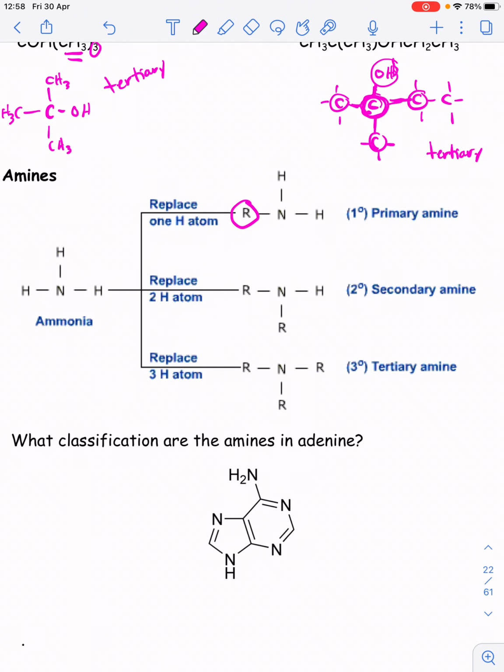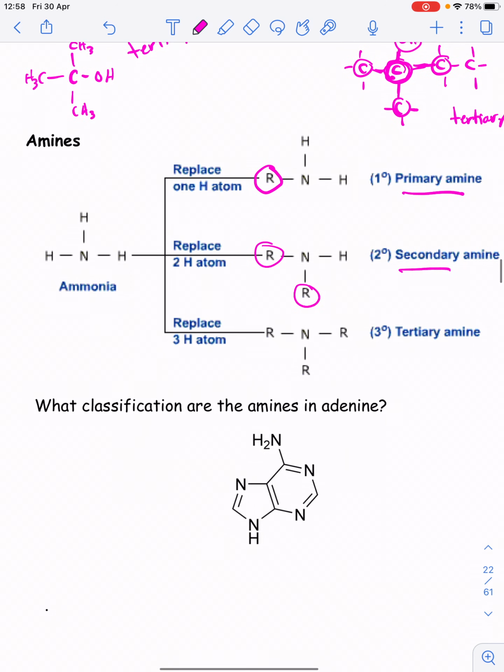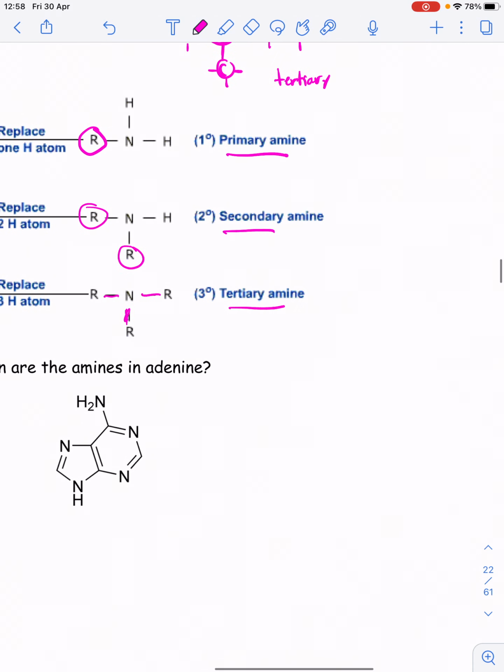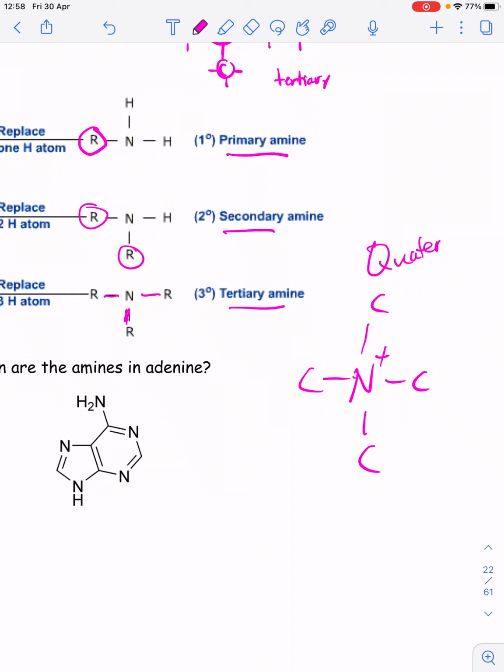So if there's 1 carbon off of the nitrogen, it's called a primary amine. If there are 2 carbons and only 1 H off the nitrogen, it's called a secondary amine. If all 3 bonds coming out of the nitrogen go to carbon, it's a tertiary amine, and it's actually possible to have 4 carbons coming out of it if it's positive, and that can be called a quaternary amine.